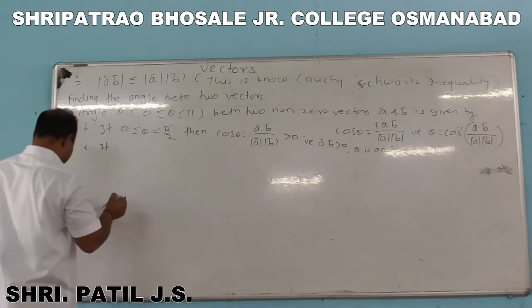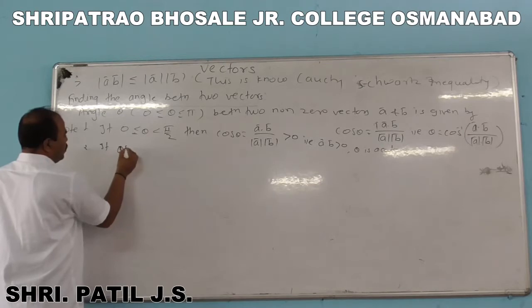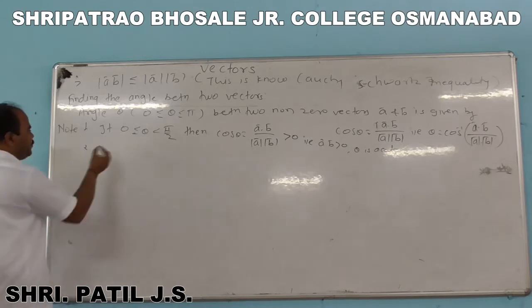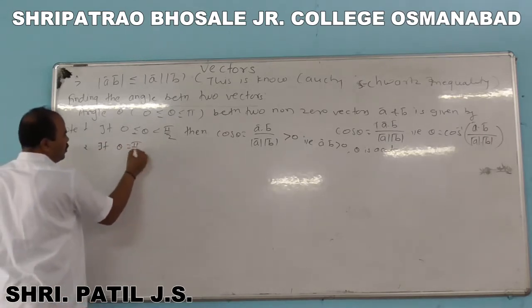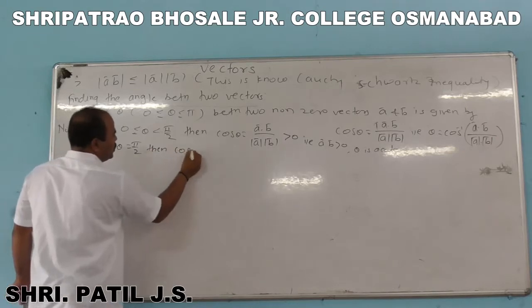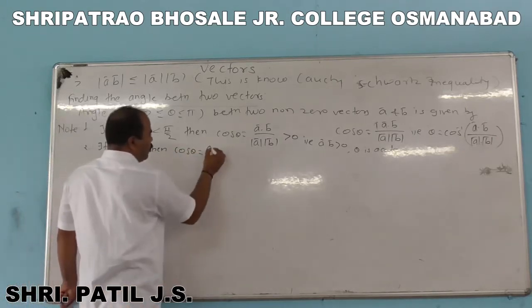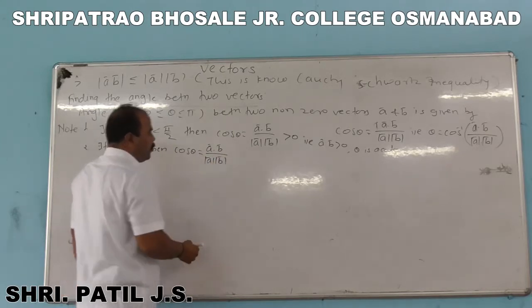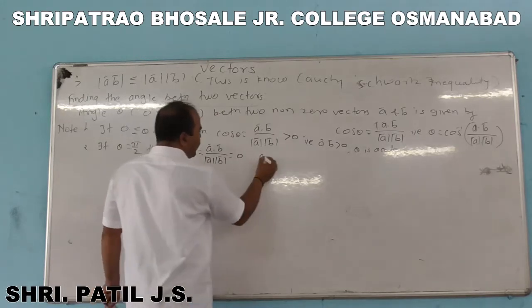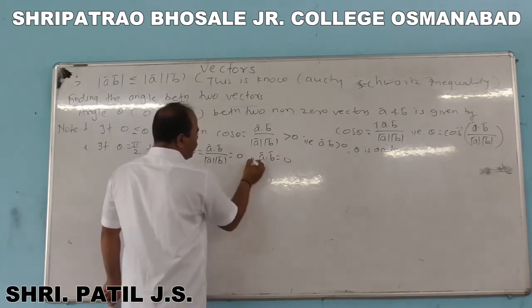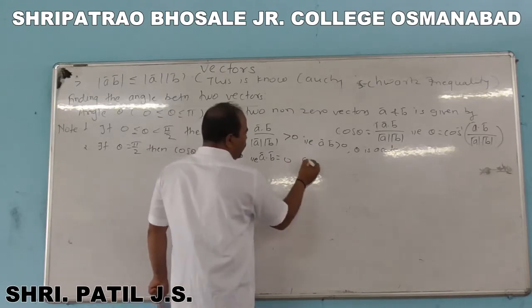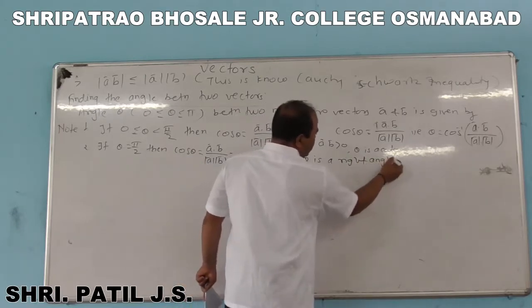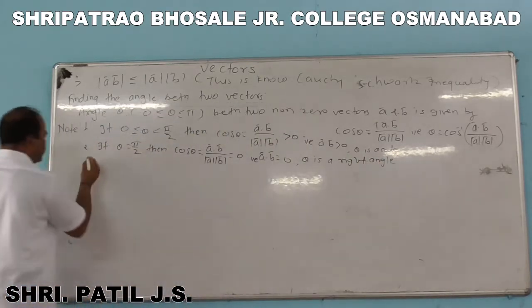Second note is if theta is equal to pi by 2, that means 90 degrees, then cos theta is equal to A bar dot B bar divided by mod of A bar into mod of B bar, equal to 0. That means A bar dot B bar equal to 0. That means theta is a right angle.